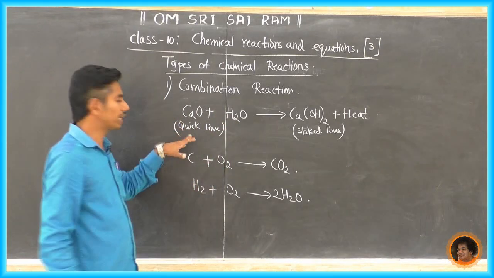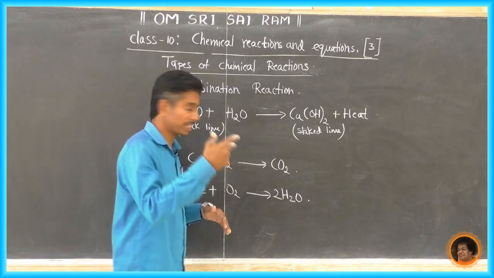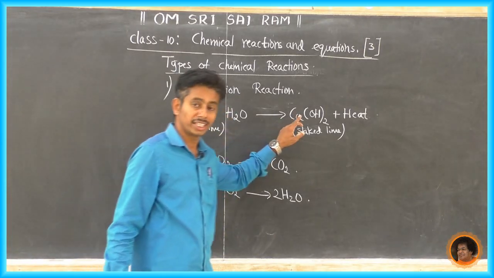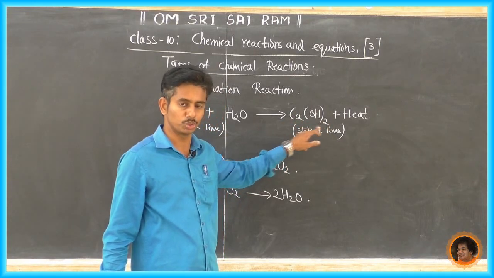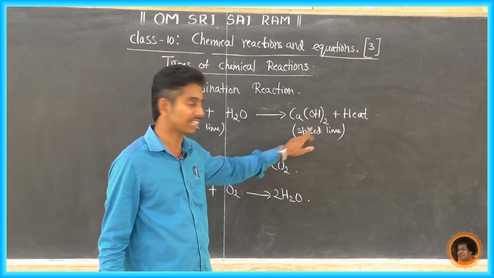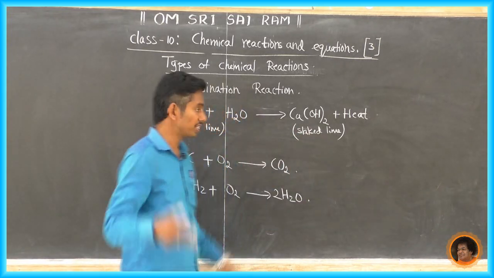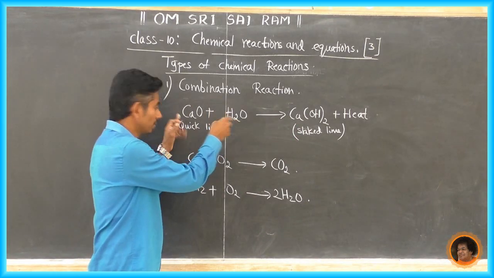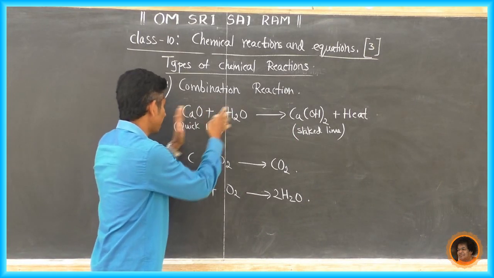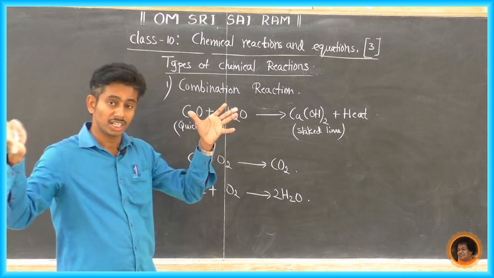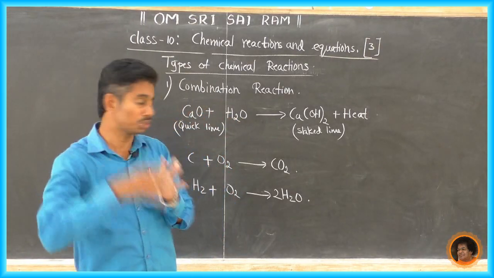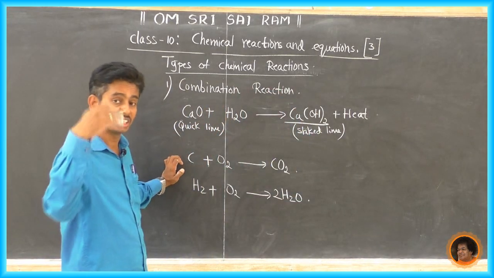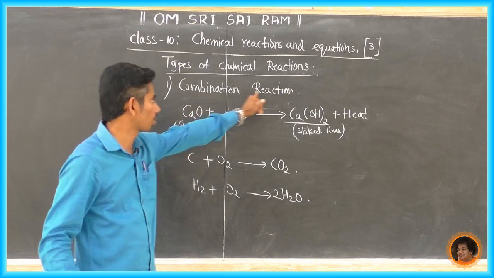When we add quick lime to water, after the reaction between quick lime, that is calcium oxide, and water, it gives calcium hydroxide, Ca(OH)2. It means calcium hydroxide, that is slaked lime. Then it liberates heat. This is the reaction. Calcium oxide is added to water. These two reactants combine to form a single product, and also they generate heat. This type of reaction is called combination reaction.